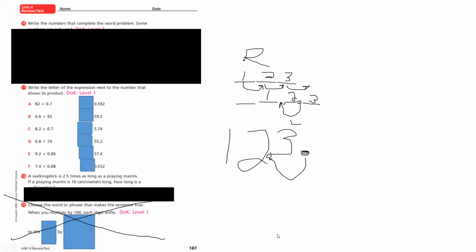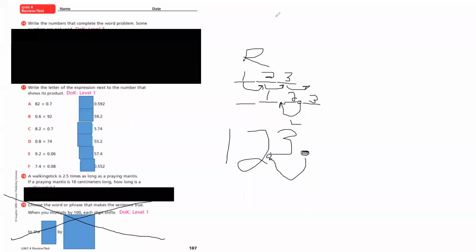Get rid of my ink. Now we're on 17. Write a letter of expression next to the number that shows the answer. Okay. I'm not going to make the same mistake on this one that I did. So I will open up my video here and I'll go ahead and write it here. So 82 times 7/10.